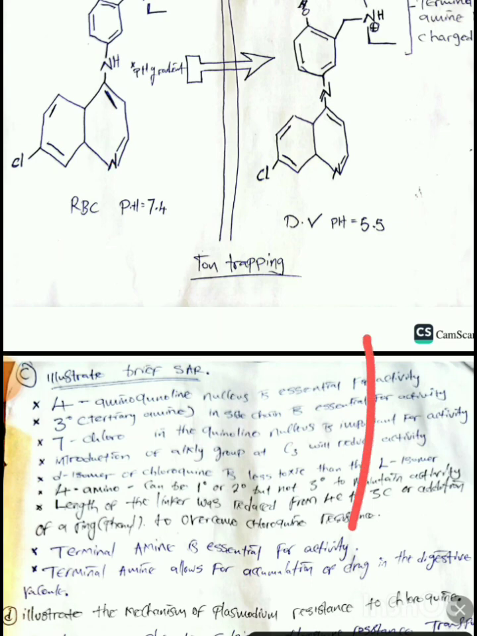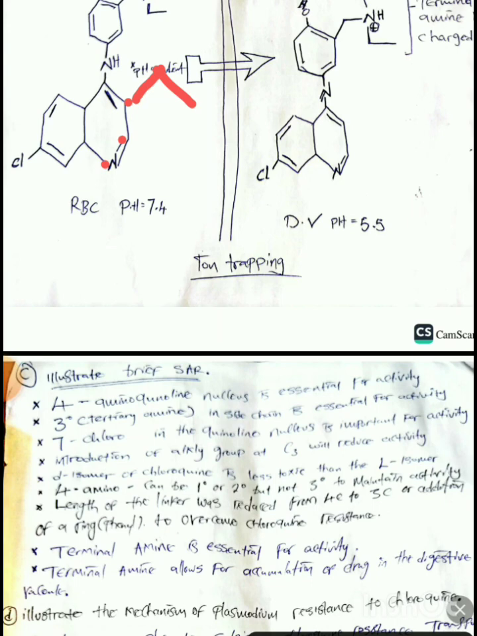So fourth point, the introduction of an alkyl group at carbon 3 will reduce activity. So at 1, 2, 3, introduction of an alkyl group, per se ethyl, methyl, or any alkyl chain will lead to reduced activity of these drugs. Okay, so no alkyl substitution should be done to preserve activity.